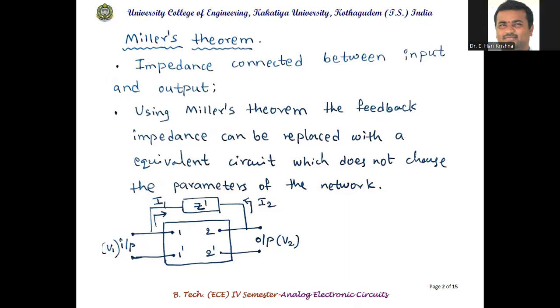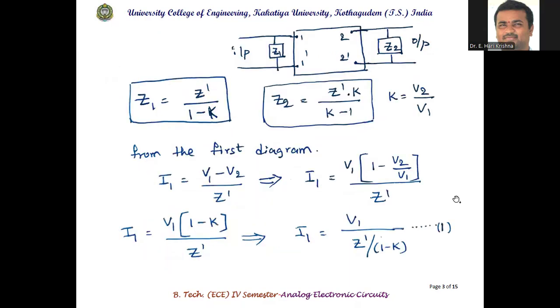Using Miller's theorem, we'll replace this impedance towards input side and output side without changing the parameters of the network. That is the importance of Miller's theorem, which is very much useful in the analysis of BJT and FET circuits. So the feedback impedance is moved forward to input side and output side, denoted here Z1 and Z2. We'll derive it here, but the formula is given here.